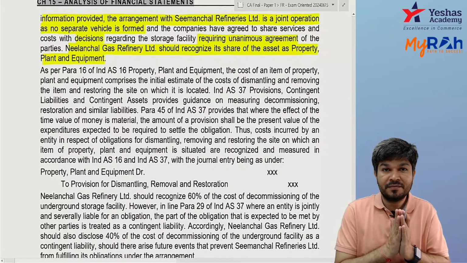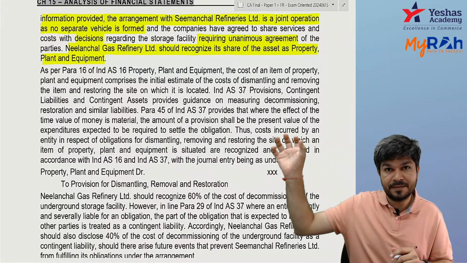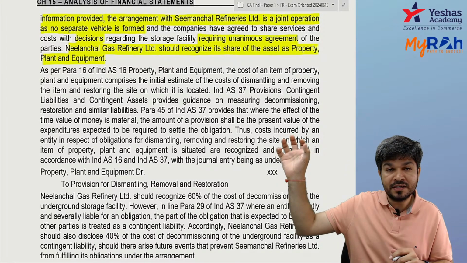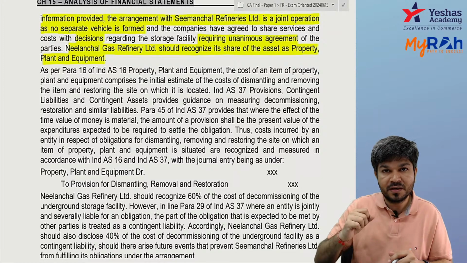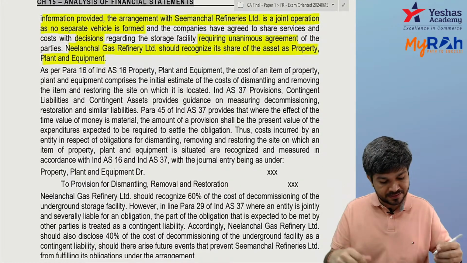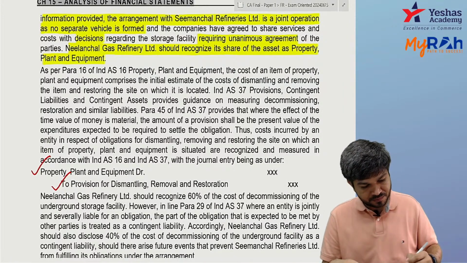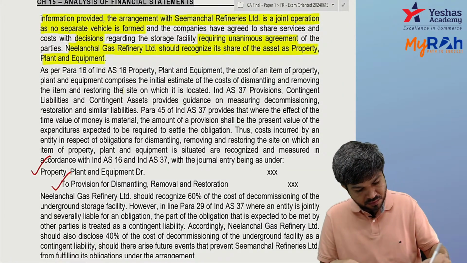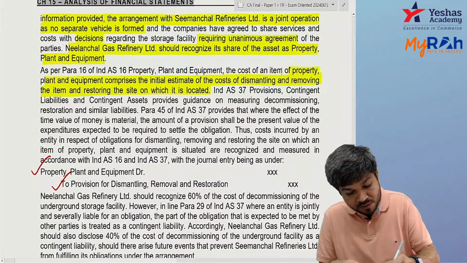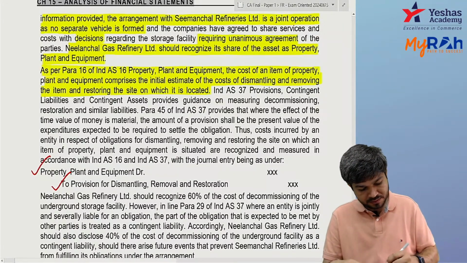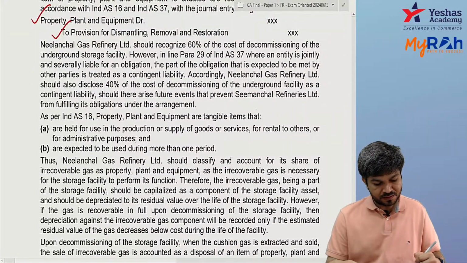Plus, whenever I am recording a PP, there will be some dismantling required at the end. The present value of that estimated dismantling cost, I create a provision, I add it to the asset. So PP debit to provision for dismantling. So the initial cost of dismantling is also included in the cost of PP. This is done.